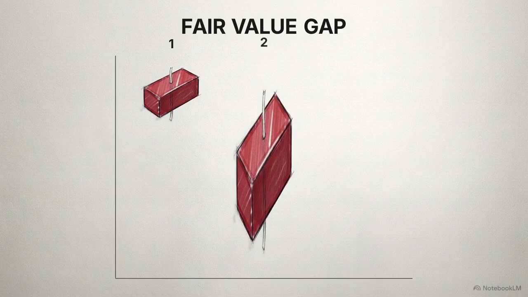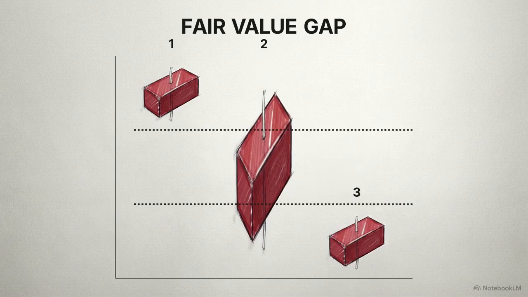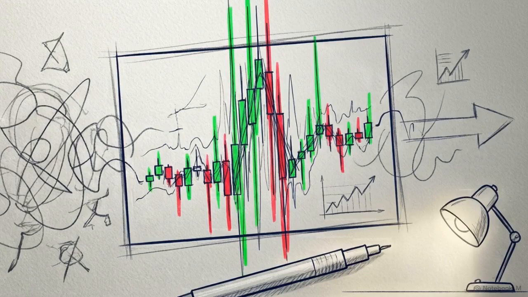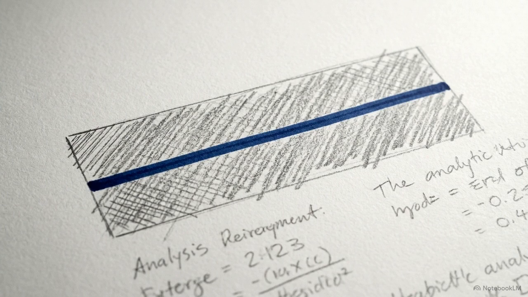To confirm a fair value gap, we need a 3-candle pattern. Candle 1 is the baseline. Candle 2 is a massive move, creating an imbalance. Candle 3's wick falls short, leaving an empty space. This gap is your high probability entry zone. By waiting for this gap to form, you stop chasing volatile breakouts. You let the market reveal its hand, setting your entry point exactly where institutional momentum resumes.